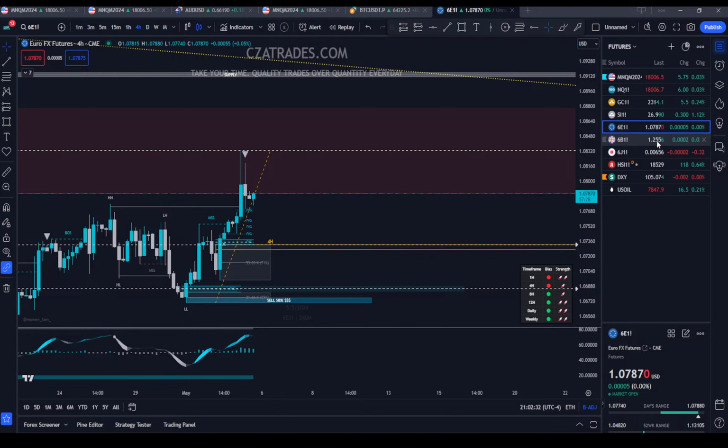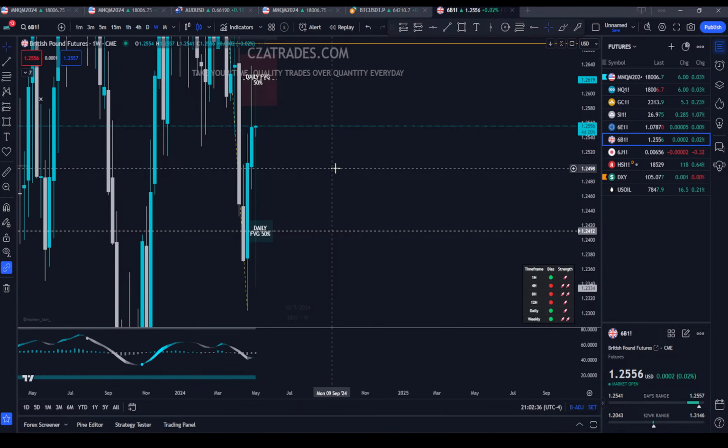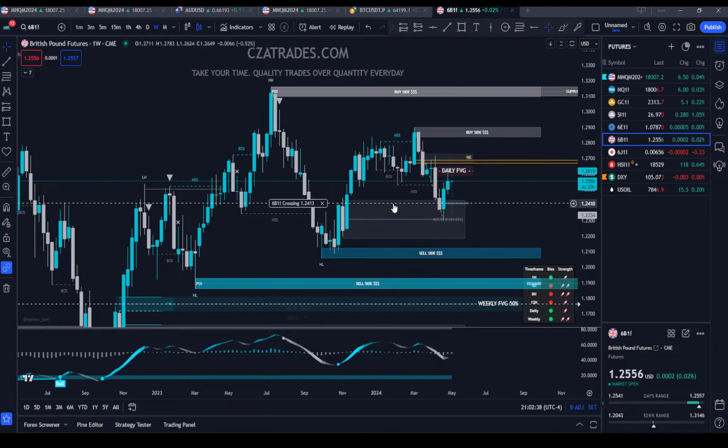Let's see. We'll do British pound now too. Weekly. Weekly tapped into this order block, got rejected, continuation up. These are lower market structures. So as long as price action doesn't break through here, we are bearish.